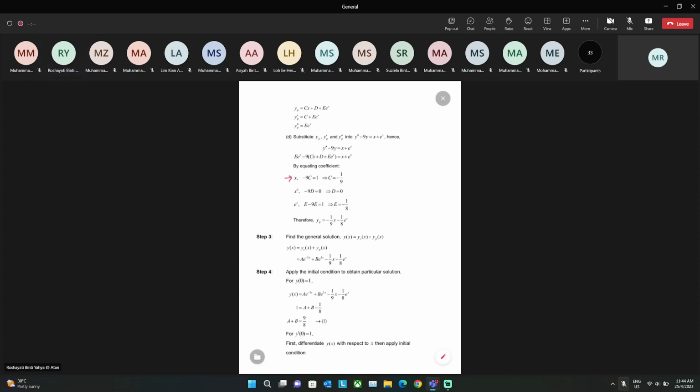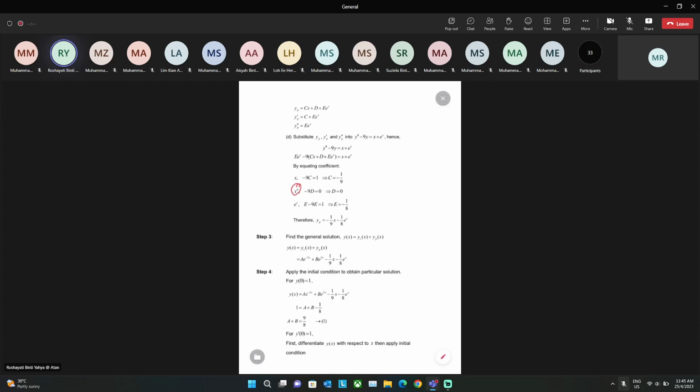Okay. CX here equal to negative 9C equal to X, 1X. So you will get C equal to negative 1 over 9 straight away. After that, X to the power of 0. Or this is 1, but we are not using 1, we use exponential, X to the power of 0.